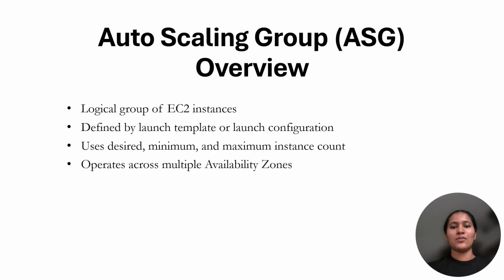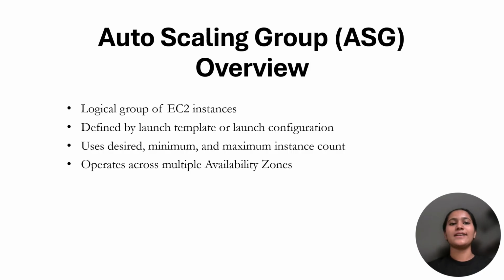Then comes what is an auto scaling group? Auto scaling group or ASG is basically the heart of the auto scaling system. It's a logical group that manages EC2 instances based on our defined rules. We set parameters like minimum, maximum, and desired capacity. For example, always keep at least 2 instances running, but scale up to 10 when needed.